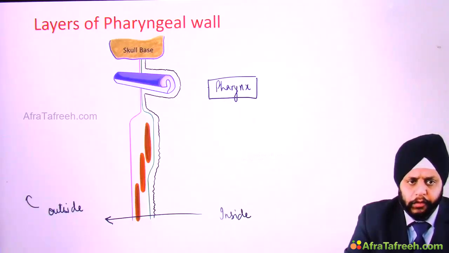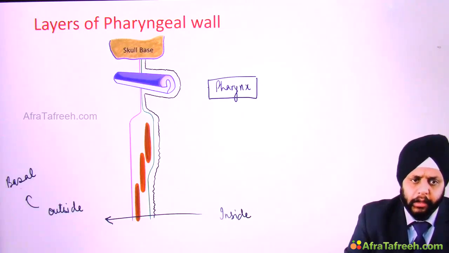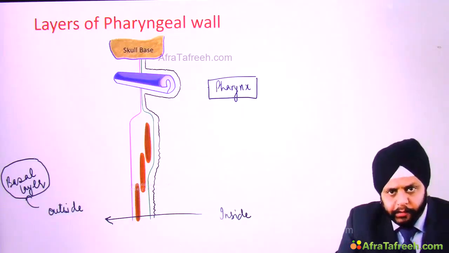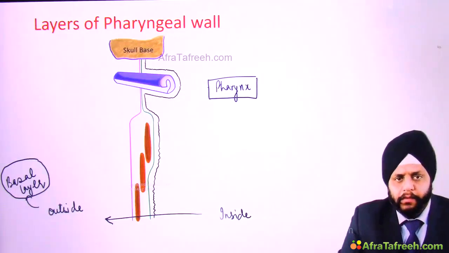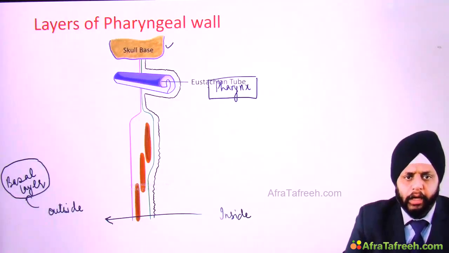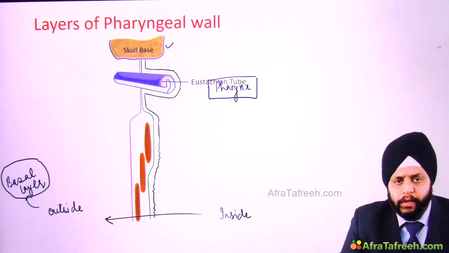I will assume this to be the basal layer, or I can say the basement membrane. Whatever you want to say, this is just a hypothetical name I have given over here so as to learn the different layers of the pharynx. So we can see the skull base. Below the skull base, we can see over here this structure, that is the eustachian tube, and then we go down and we can see the 4 layers.